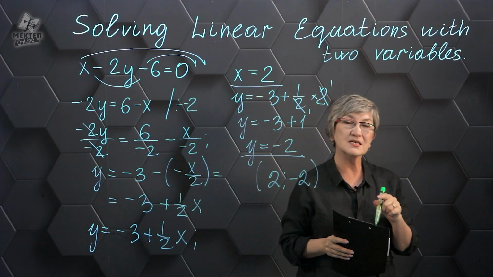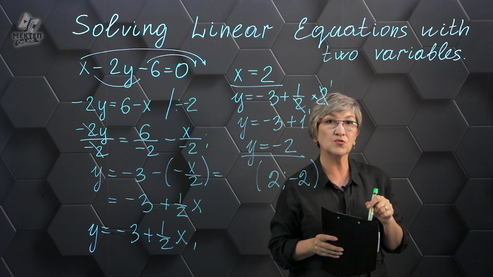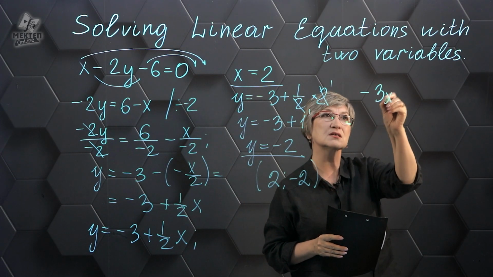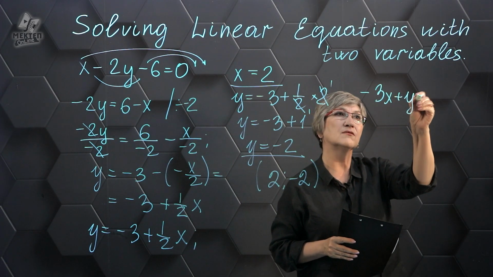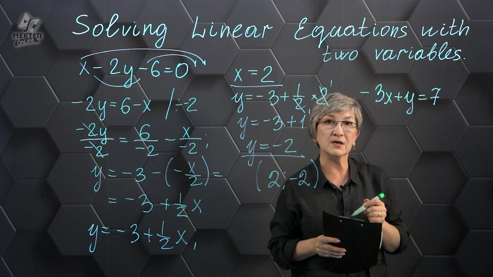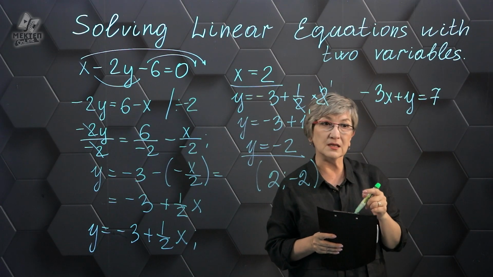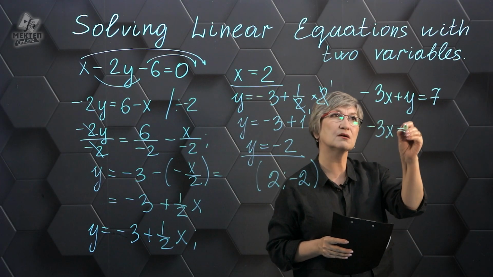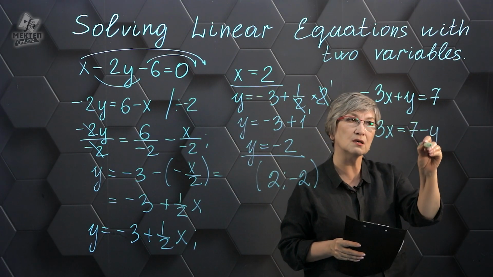And now we're going to express a variable in another equation. The equation is as follows: minus 3x plus y equals 7. In this equation, we need to express the variable x. By the rule, I would write minus 3x equals 7 minus y.